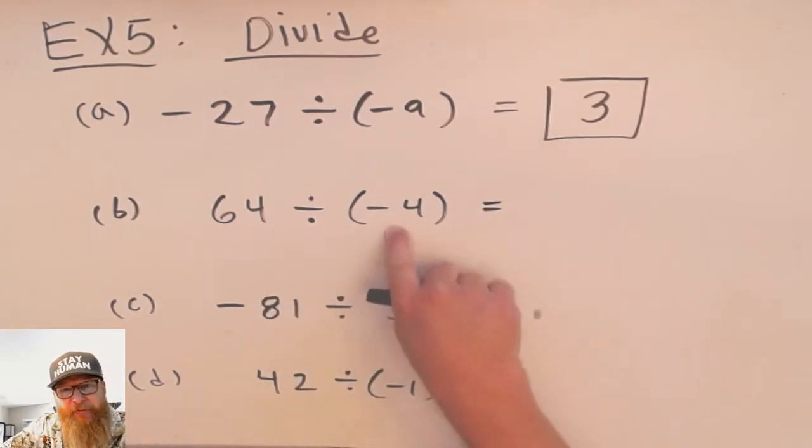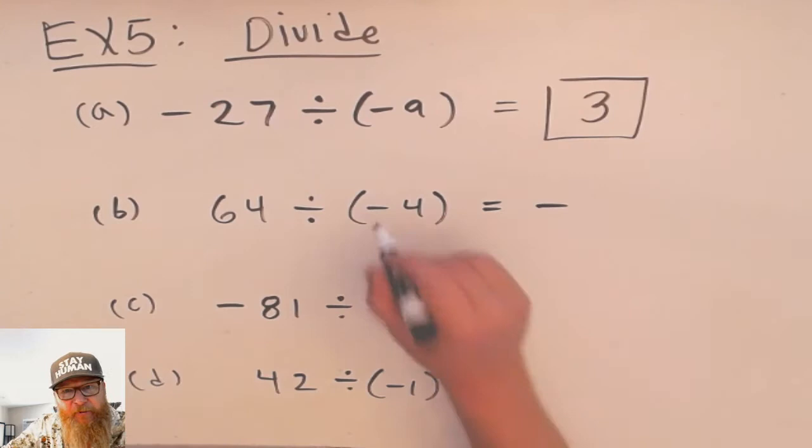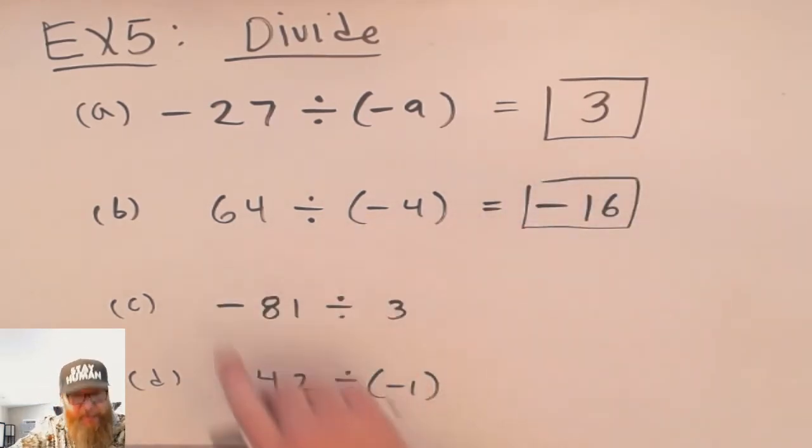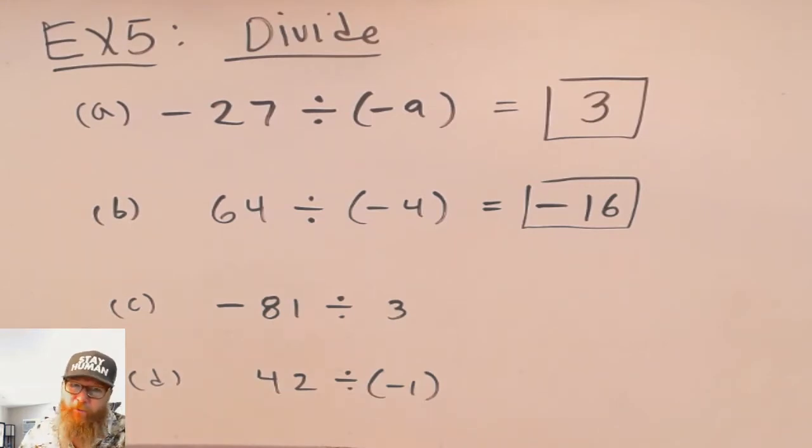64 divided by negative 4, I already know it's going to be negative. 4 goes into 64 16 times. 16 times 4 is 64. If you're not sure, we'll multiply it out.